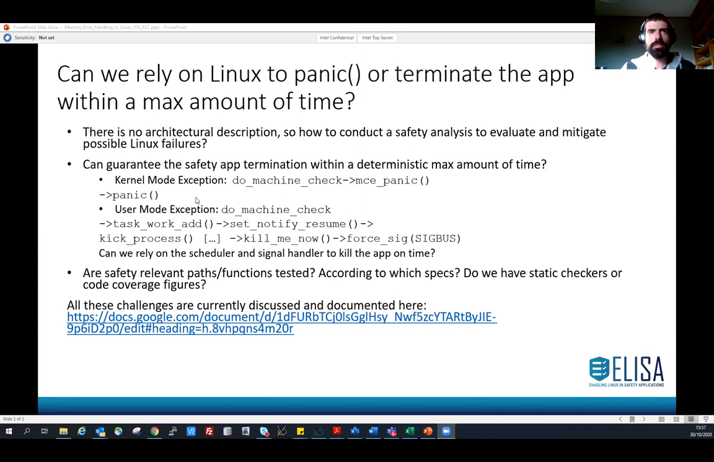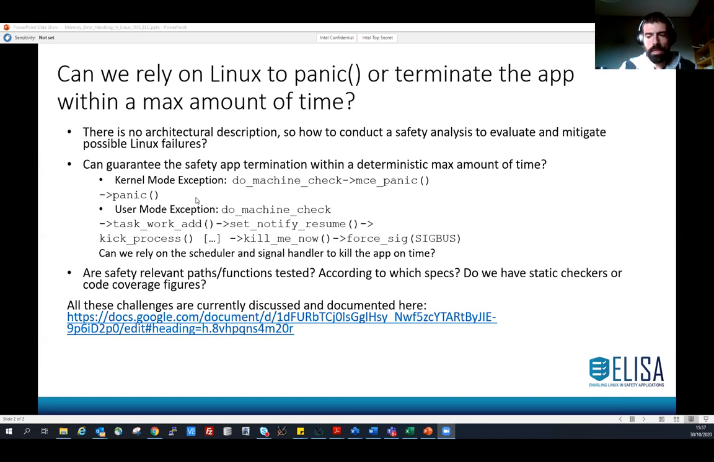Another challenge is, can we guarantee the safe termination within a deterministic maximum amount of time? So we can see here that we have two different paths. Kernel mode exception, we can see that we call do machine check, MC panic, and then panic. In doing so, we do not rely on the scheduler. It's a pretty self-contained piece of code that is running in interrupt mode.